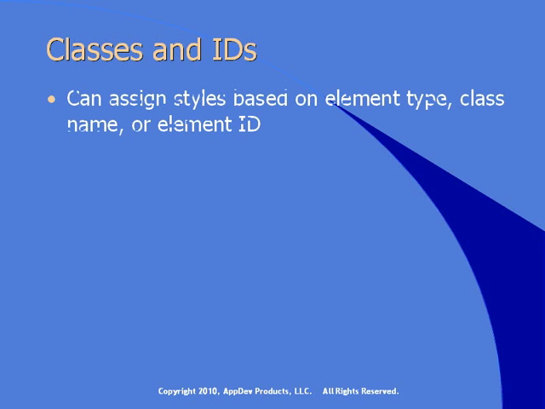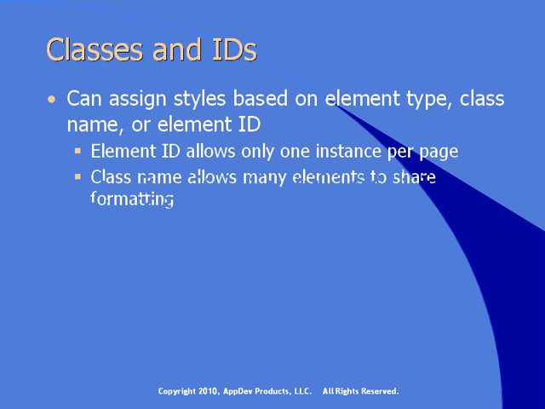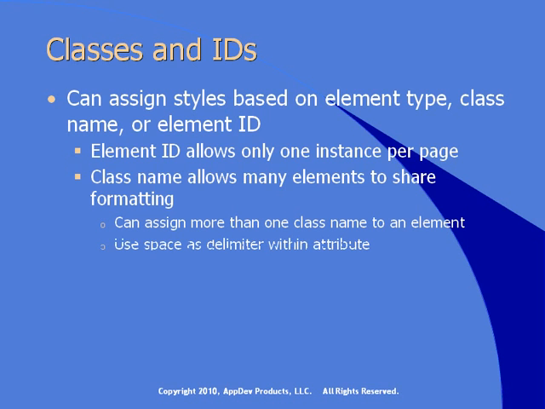You can assign styles, as you've seen, based on the element type, the class name, or an element ID. The element ID allows only one instance per page because every element ID must be unique on the page it's on. The class name allows many elements to share the formatting, and you can assign more than one class name to an element. That's not a problem. You just use a space as a delimiter within the attribute. So if you want more than one class name, you would just say class equals class name, space, class name, space, class name, and so on.